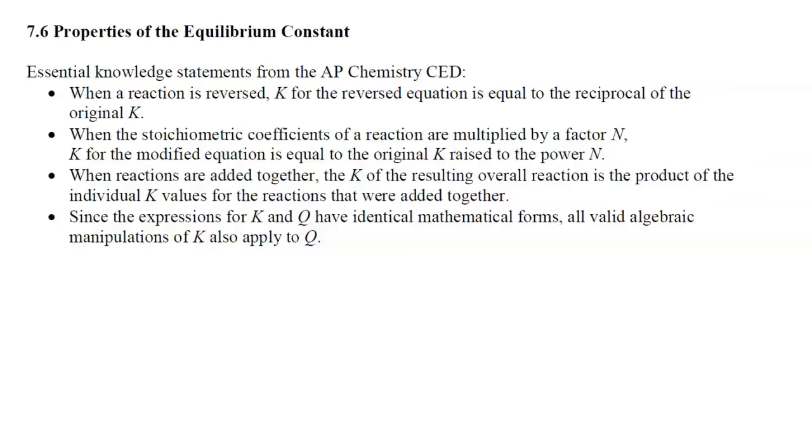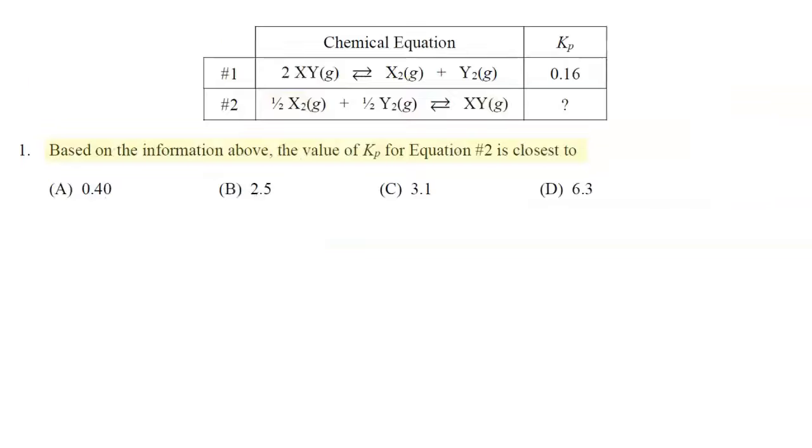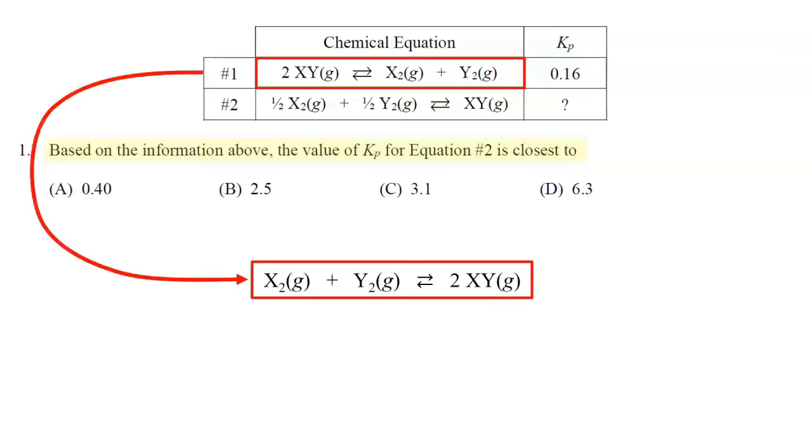And one of the essential knowledge statements says that when a reaction is reversed, the equilibrium constant K for the reversed equation is equal to the reciprocal of the original value of K. So if we take chemical equation number 1 from the table that we're given, which has a value of Kp equal to 0.16, and we simply reverse that equation, now the new value of K for the reversed equation would be 1 divided by 0.16, and that works out to be 6.25.